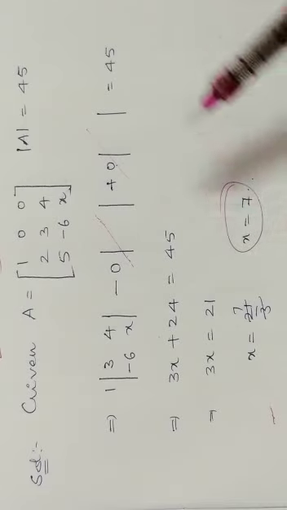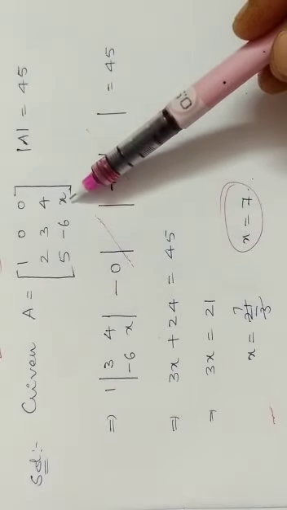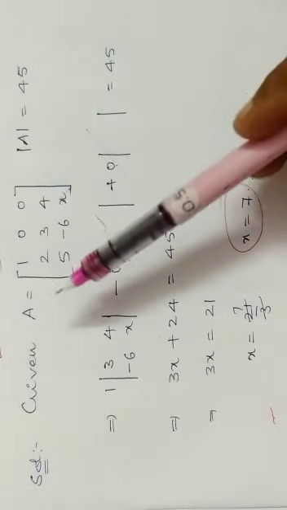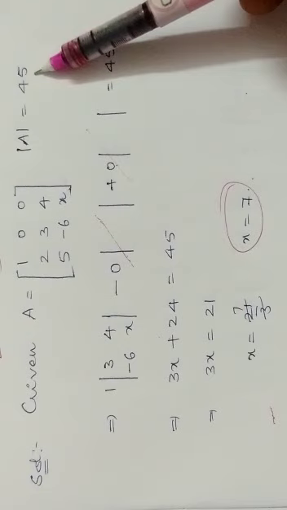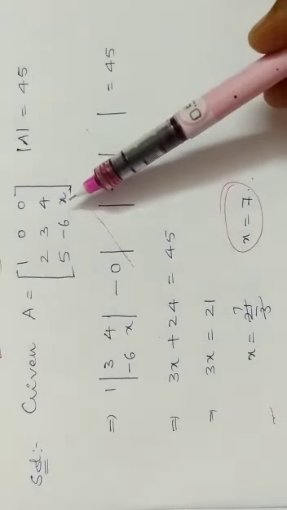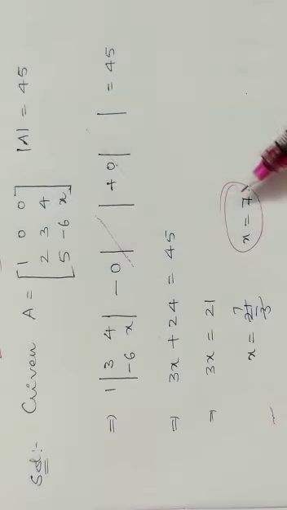Means, if the x value is 7, when you find the det of this matrix, you will get 45 as the answer. So to get det value as 45, what should be the x value? X value must be 7. Right. Problem is over.